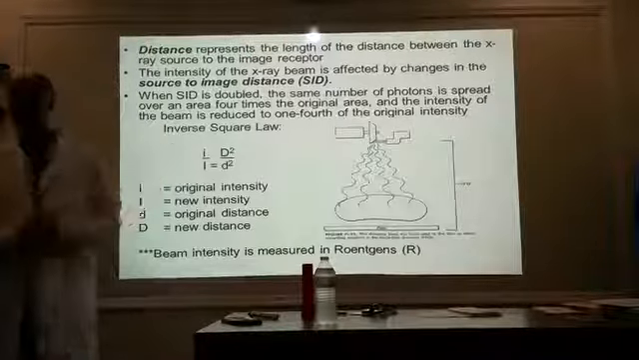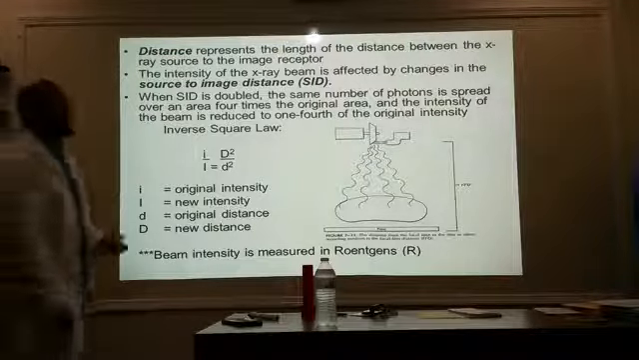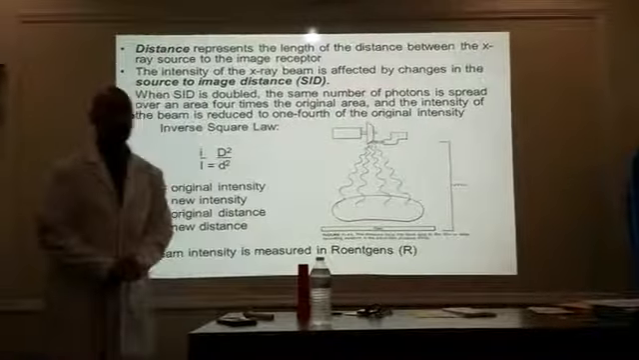If SID is doubled, in generality, the same number of photons is spread over an area 4 times larger. Therefore, it's going to be a fourth of its original intensity.